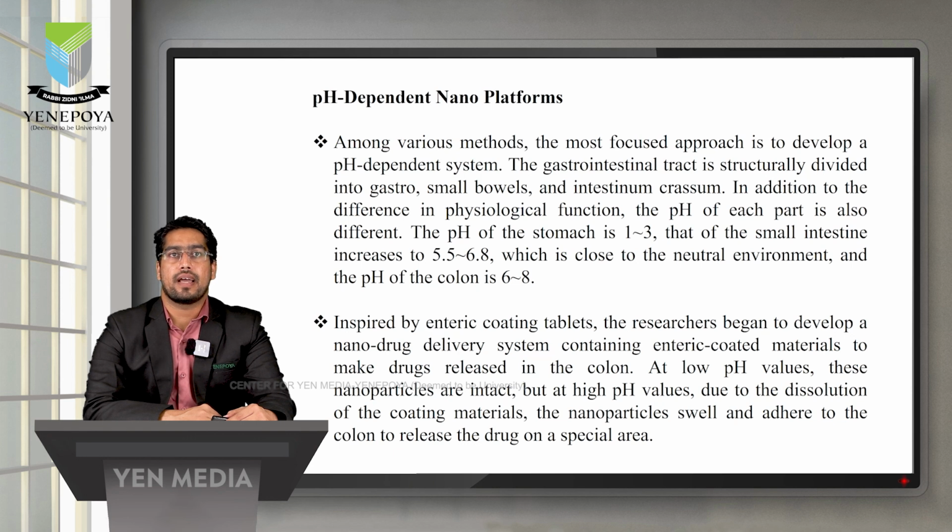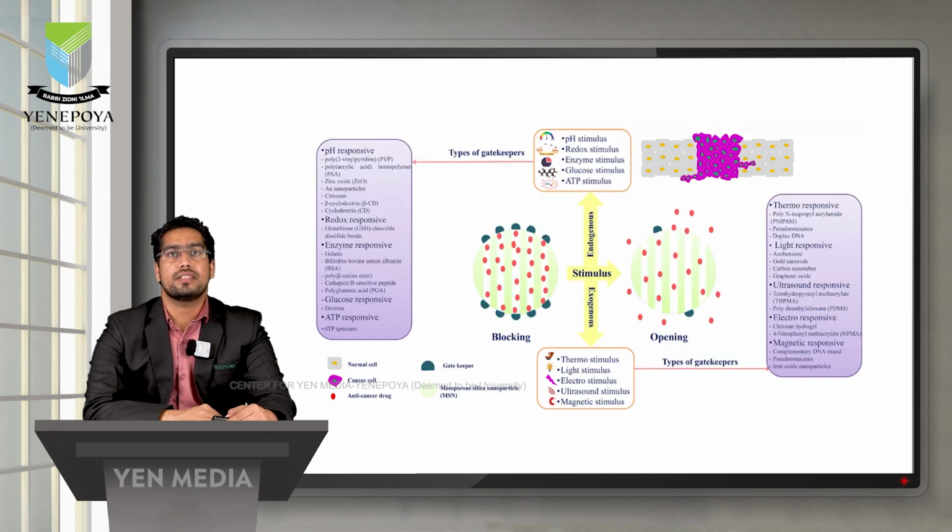Inspired by enteric coating tablets, researchers began to develop nano drug delivery systems containing enteric coating materials to make the drug release in the colon. At low pH values, these nanoparticles are intact, but at high pH values, due to the dissolution of the coating materials, the nanoparticles will swell and adhere to the colon to release the drug in a specific region. So these are different types of active targeting processes where our receptors will be binding.